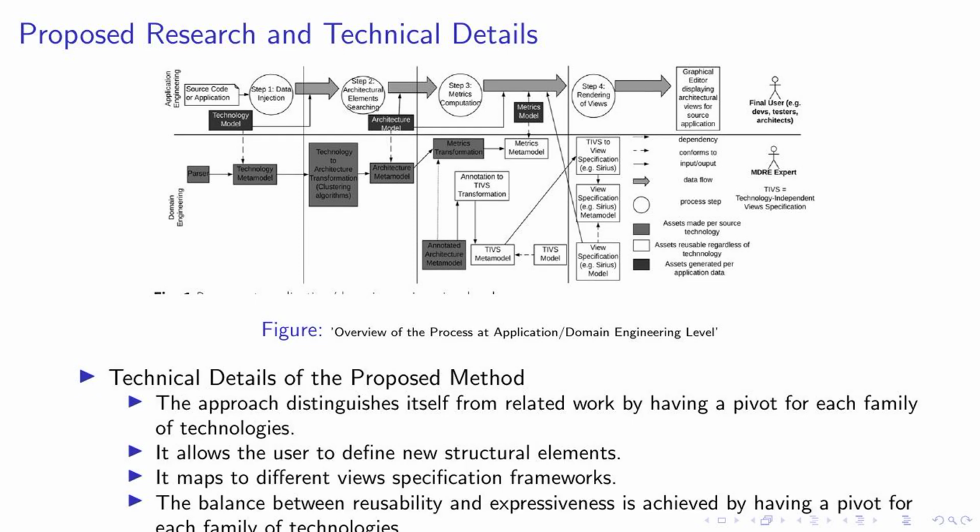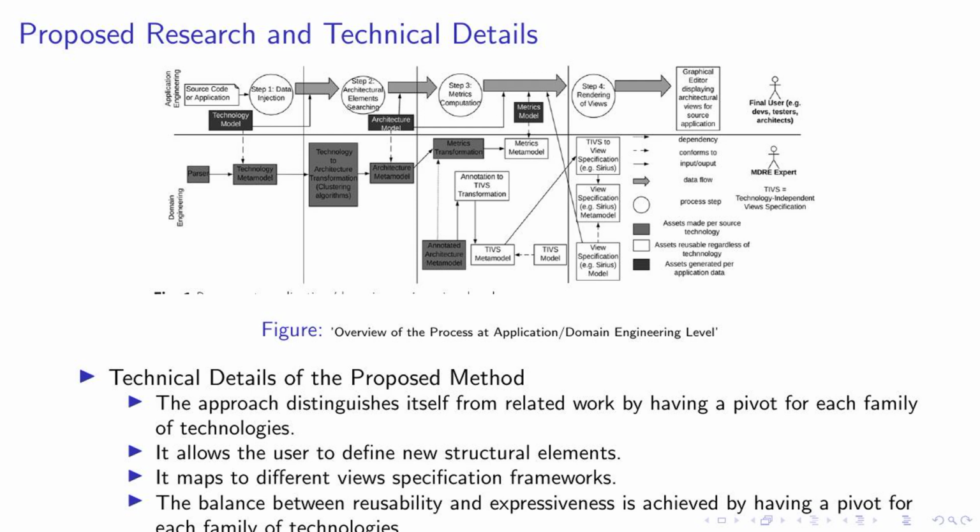On this slide, we delve into the technical details of our proposed method. This approach sets itself apart from others by having a unique pivot for each family of technologies. This not only allows for a high degree of customization, as users can define new structural elements, but also ensures compatibility with different view specification frameworks. The key to our approach is striking a balance between reusability and expressiveness, which we achieve by having a unique pivot for each technology family.